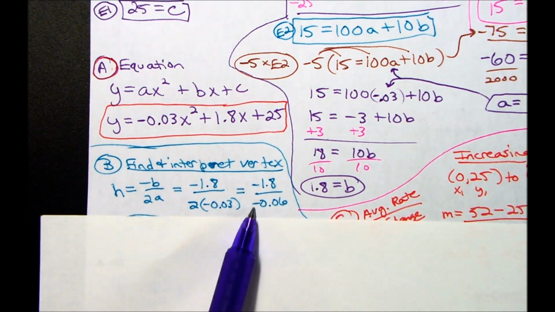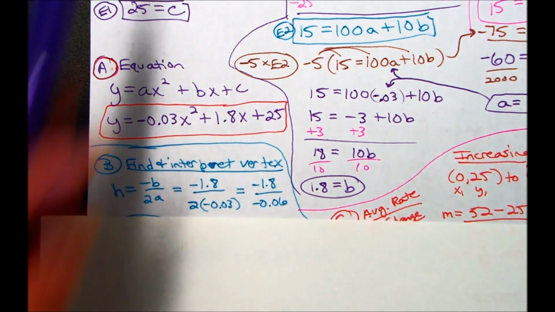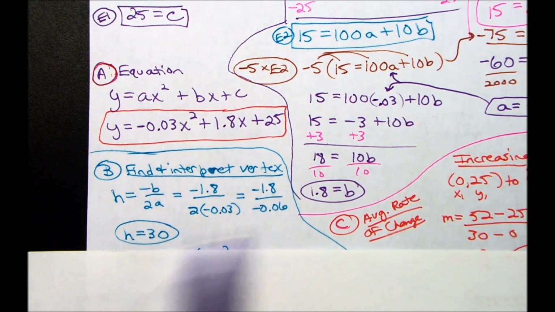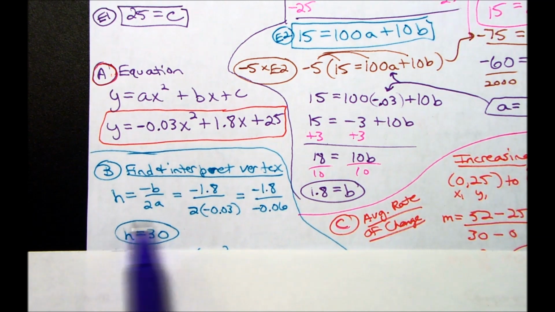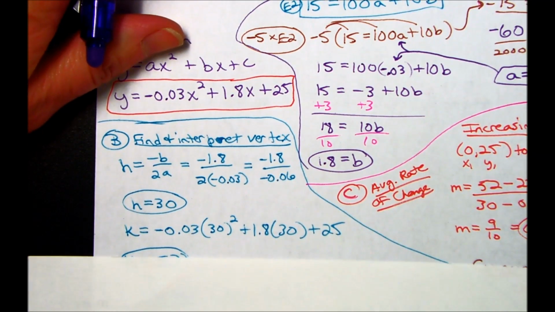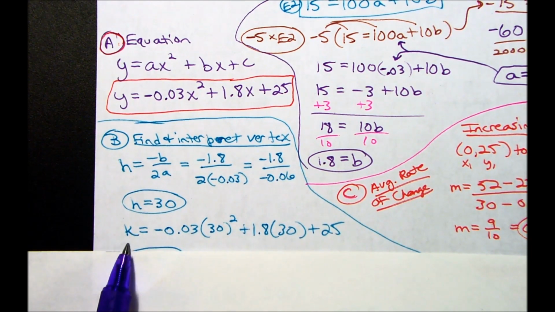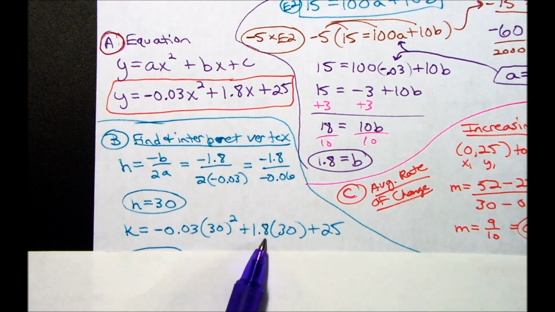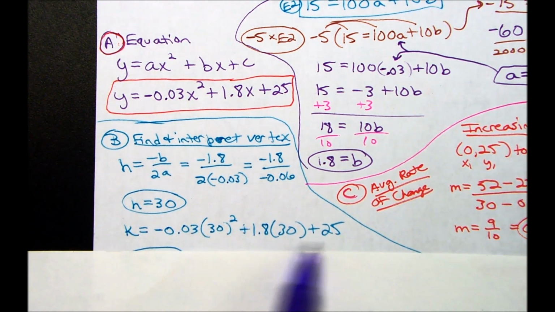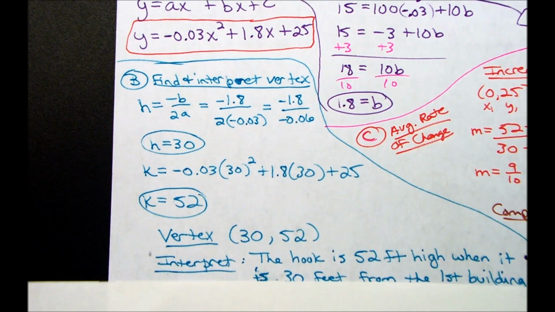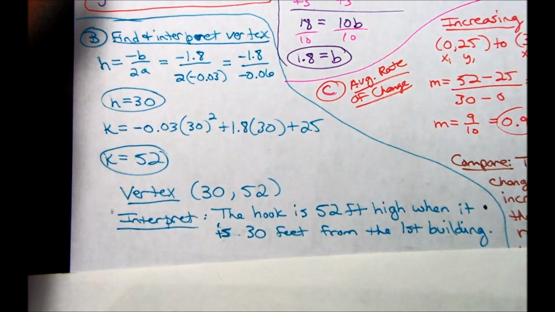So I multiplied the 2 together with the -0.03, and then I divided, and I actually got an h value of 30. So -1.8 divided by -0.06 is 30. Then in order to find the k value, you have to plug that 30, which is the x-coordinate of the vertex, in place of x in the equation. So that's what I did here. So k, which is the y-coordinate of the vertex, is going to equal the -0.03 times 30 squared plus 1.8 times 30 plus 25. And here I just plugged this in my calculator and let it do the work for me, and I got k equals 52. So my vertex now is 30, 52.